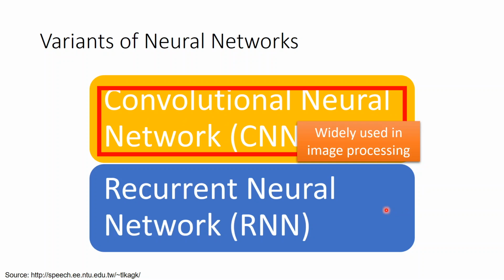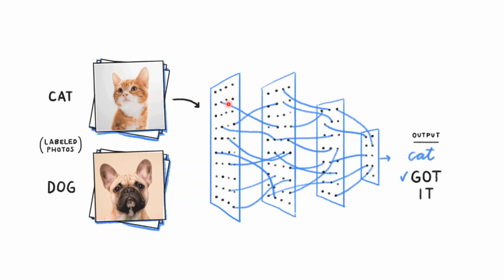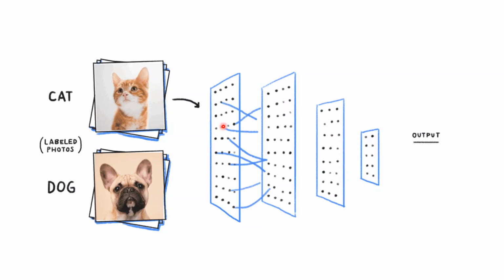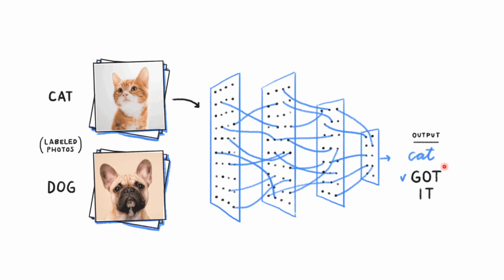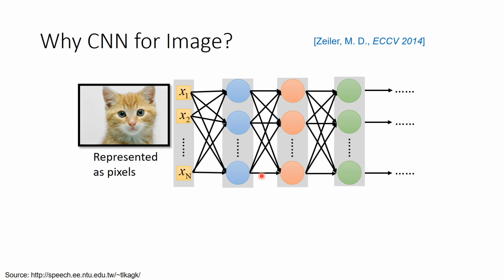Okay, we see the CNN first, and it is usually used in image processing. For example, you see this figure, as the video shows. If you have a cat, it will extract its features in each layer, and then you will know what kind of figure or photo it is, and it can output whether it is a cat or a dog. Okay?